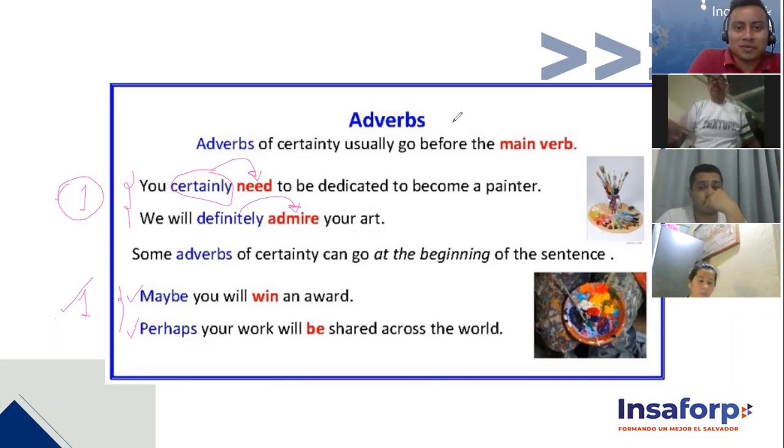What other examples, guys? Give me more examples. Me, teacher. I have never gone to the United States. Good. You're using never as an adverb of certainty, and that's expressing like 100% confidence because you've never been to that place. Okay, I like it.